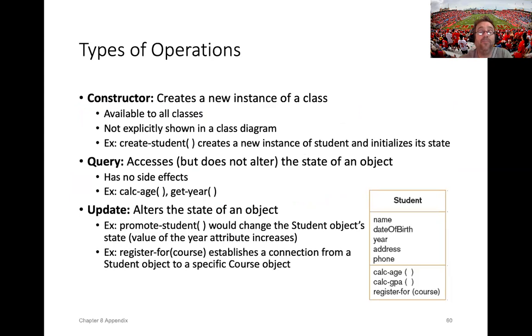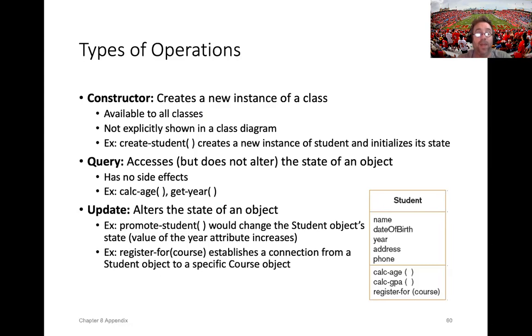A constructor. A constructor operation for an object class creates a new instance of a class. For instance, create student brackets creates a new instance of student and initializes its state. We know this is going on within a single object class because of those empty brackets. A query accesses the state of an object but does not change it. For instance, calc age will calculate the average age of all the objects within an object class, so the average age of a student within the object class student.